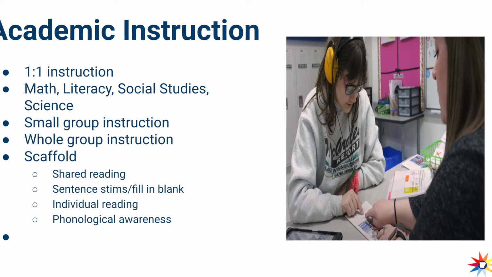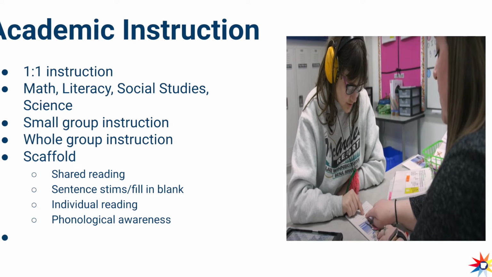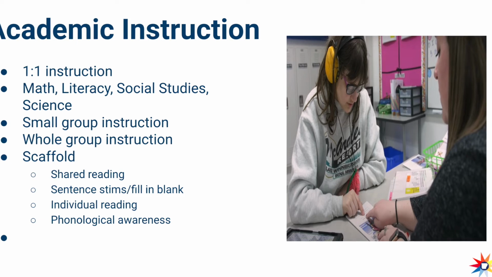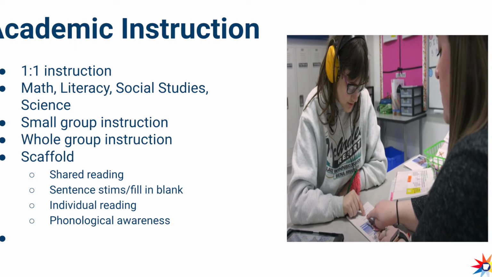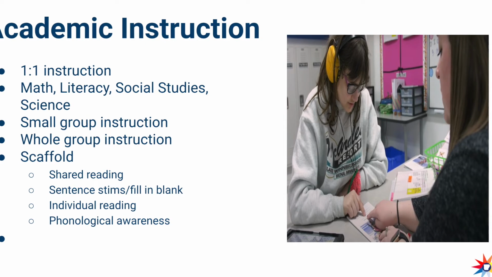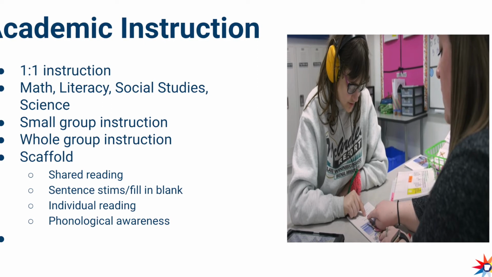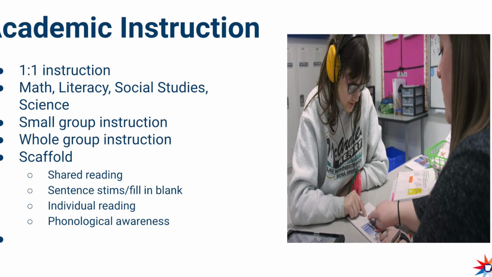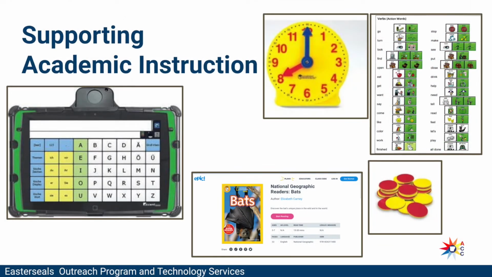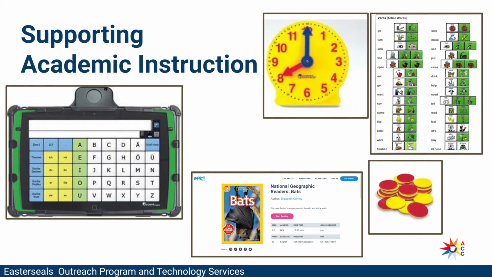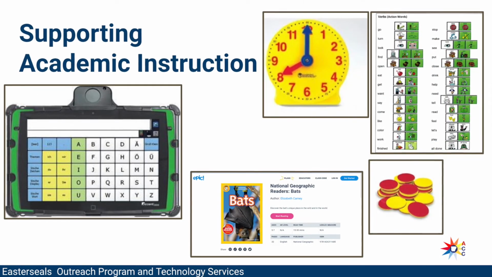Another way using a phonics approach is to have the student find the sound on their device or feel the letters if there's a visual impairment, or see how the letters are pronounced using visuals if hearing impaired. Another thing you can do is to use scaffolding, things like shared reading, sentence stems that fill in the blank, have students do individual reading, or phonological awareness. How do we support academic instruction? Let's think about our strategies.